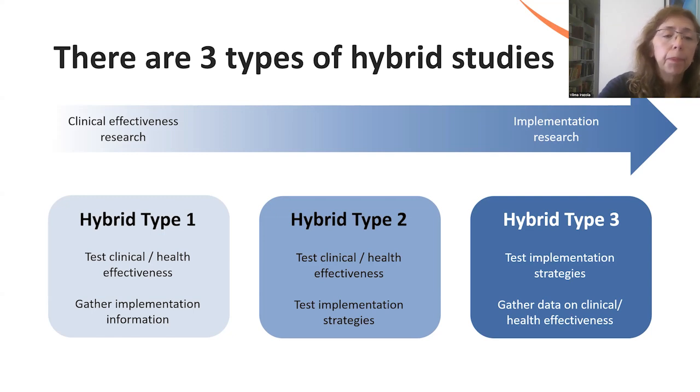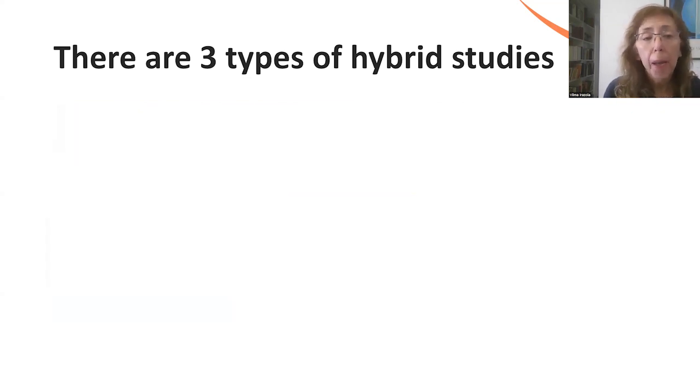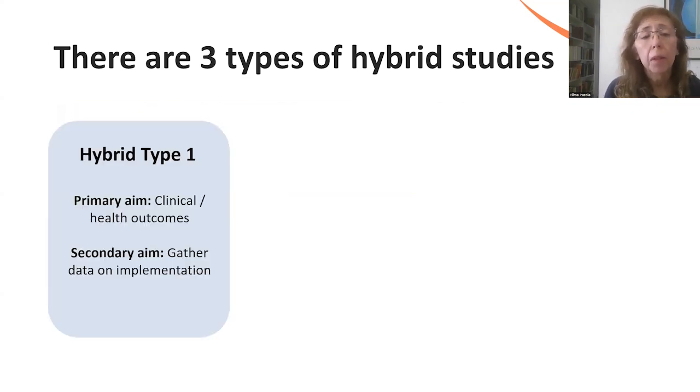As a summary, in hybrid type 1, the primary focus is on testing the clinical effectiveness of the intervention. The secondary focus is to explore implementation-related factors. This type of hybrid could be a pragmatic effectiveness study plus a process evaluation, for example. The primary aim is clinical effectiveness. The secondary aim is related to implementation outcomes.